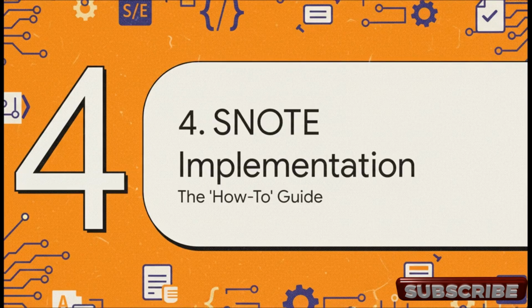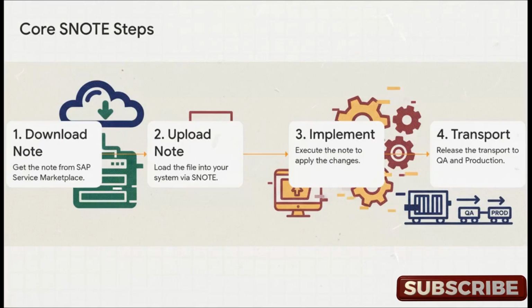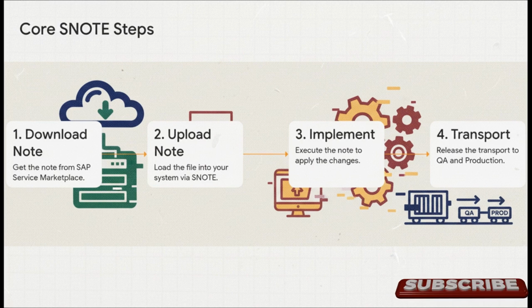All right, so we've covered the what and the why. Now it's time for the fun part, the how. We're going to walk through the high-level process of actually applying a note using the good old SNOTE transaction code. The whole workflow is actually pretty straightforward. It really just boils down to four main steps. First, you download the note from SAP. Easy enough. Then, you upload that note into your development system using SNOTE. From there, you hit the button to implement it, which applies the actual changes. And finally, and this is crucial, you transport those changes so they can move to your other systems like your QA and production environments.